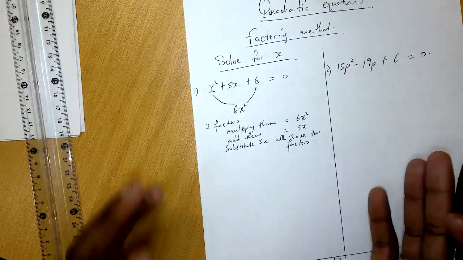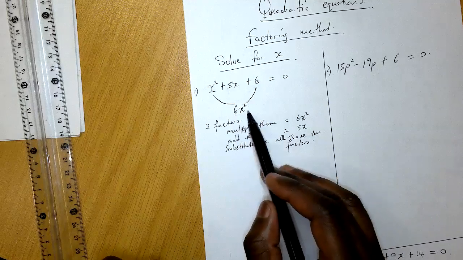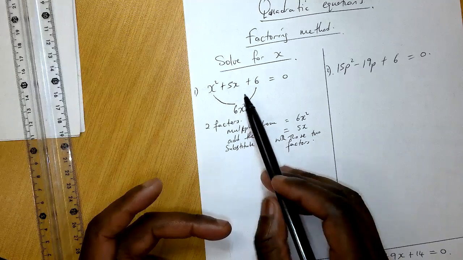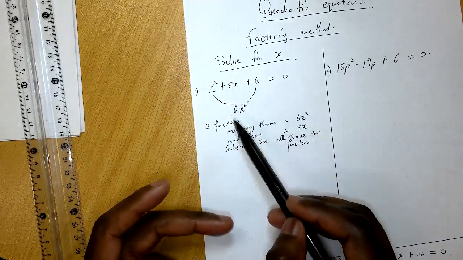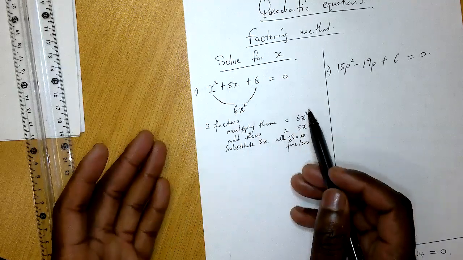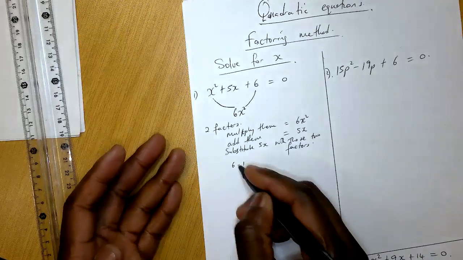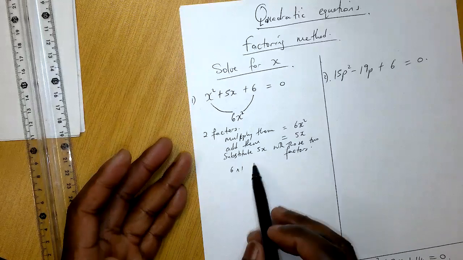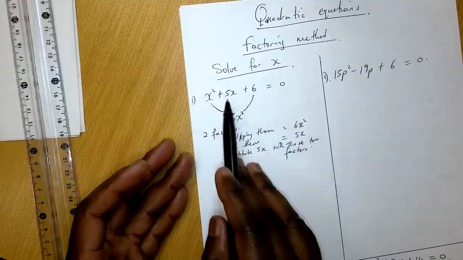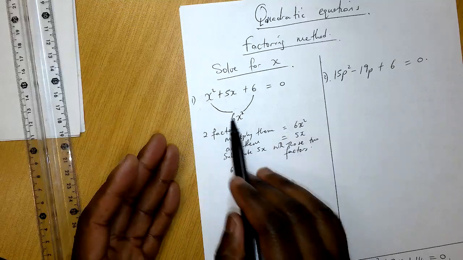So now let's see what those factors are that we can use here. For us to get 6x squared, we need two factors. What are those two factors? 6 and 1 are factors, but will they help us? No, they can't help us, because 6 times 1 is 6, but 6 plus 1 is 7. What about 6 and negative 1? That won't work, because we want to get positive 6.